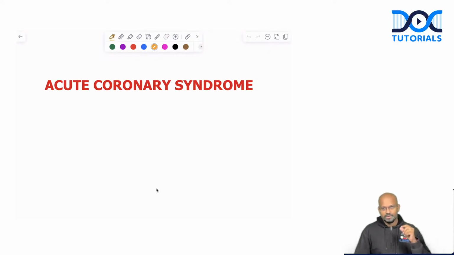How is this blockade going to increase? How can we differentiate it from a normal angina, and how can a patient progress on to further diseases like acute coronary syndrome, and how do we manage it based on the recent guidelines? We'll be discussing that in a jiffy.